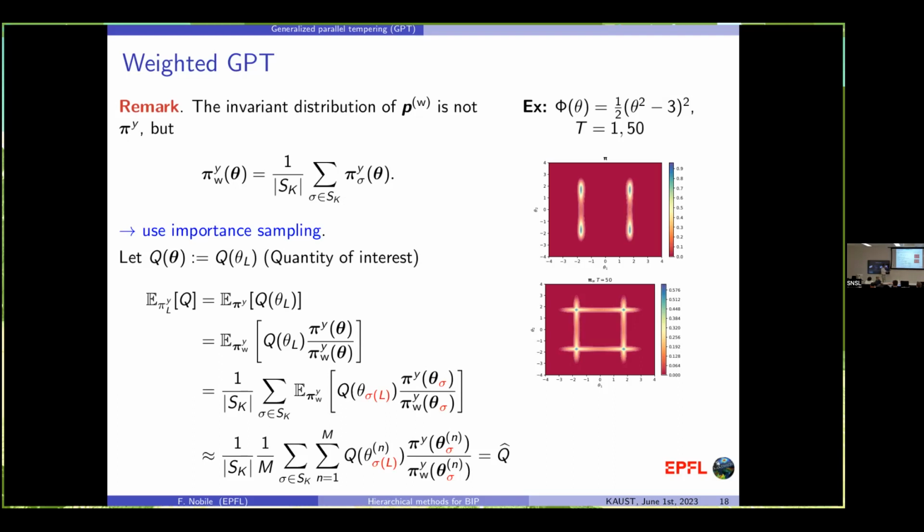I could stick to this one, but actually the idea is that I should also use information from the other chains because they are all identical at this point. So why restrict to information only on the chain at level L? I should profit from all the chains in building the estimator.